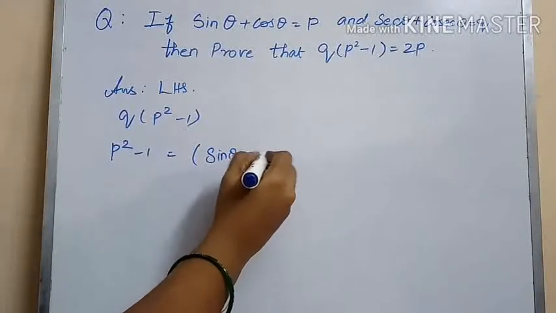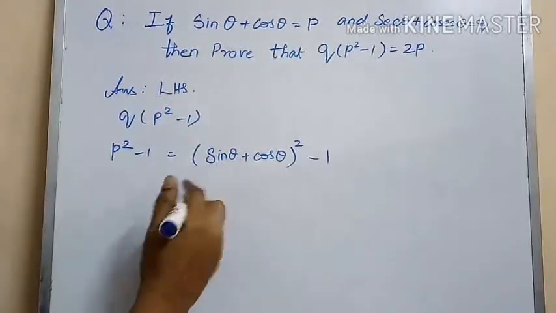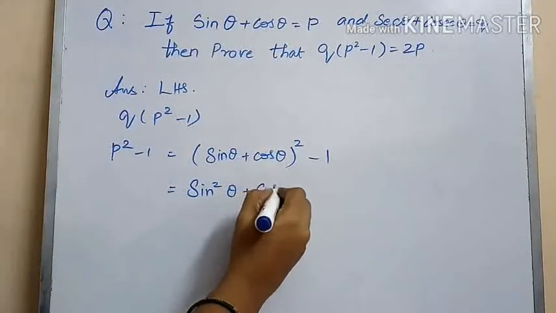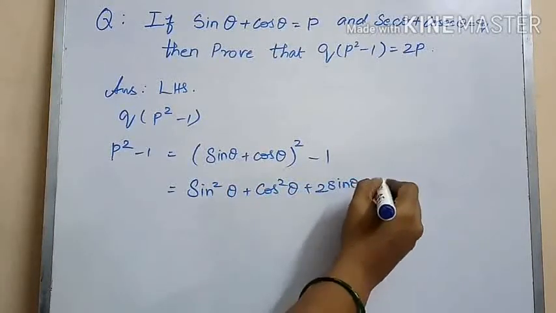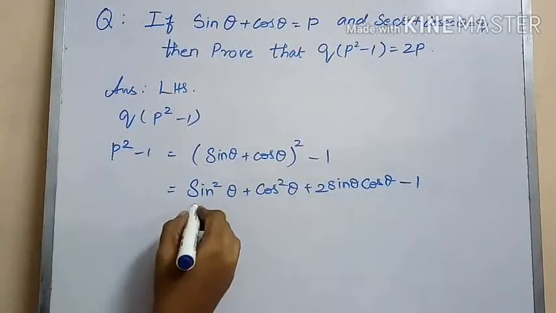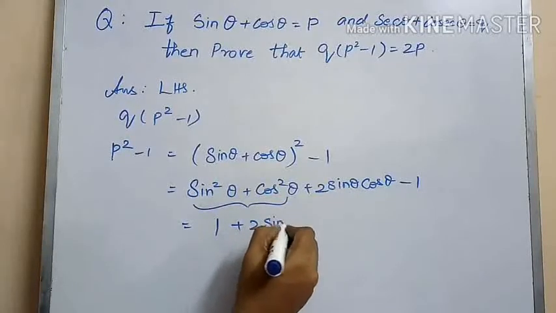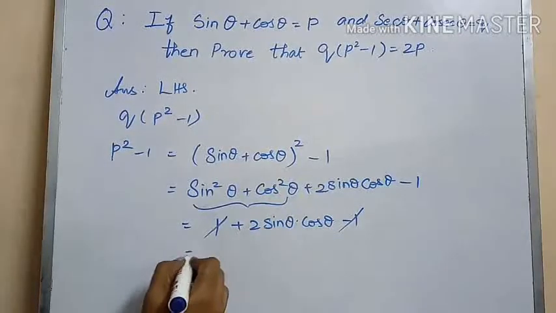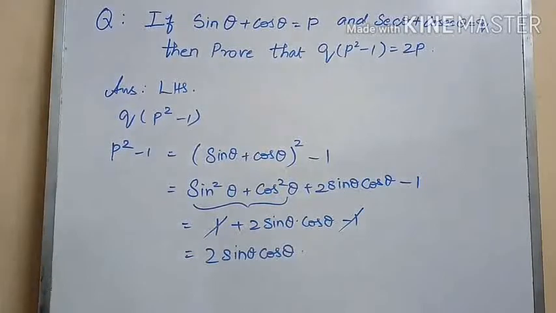let us find out P squared minus 1 first, which is equal to sin theta plus cos theta the whole squared minus 1. Let us expand. We get sin squared theta plus cos squared theta plus 2 sin theta cos theta minus 1. We know the identity sin squared plus cos squared is equal to 1, plus 2 sin theta cos theta minus 1. Cancelling 1 and minus 1, we get 2 sin theta cos theta. So P squared minus 1 is equal to 2 sin theta cos theta.